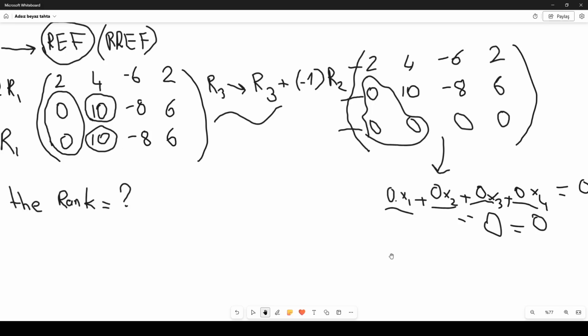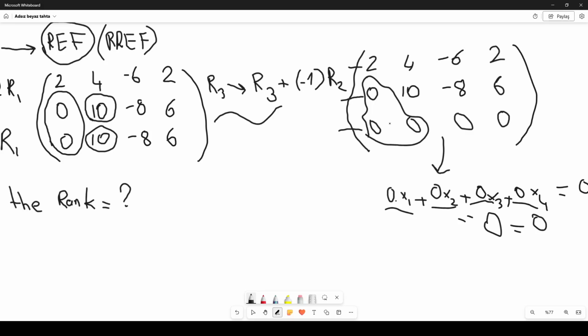And first of all, let's find the rank and then determine why it is important for us in this step. Alright, so what is the rank? What I need to do is just look at the very last matrix, the row echelon form.